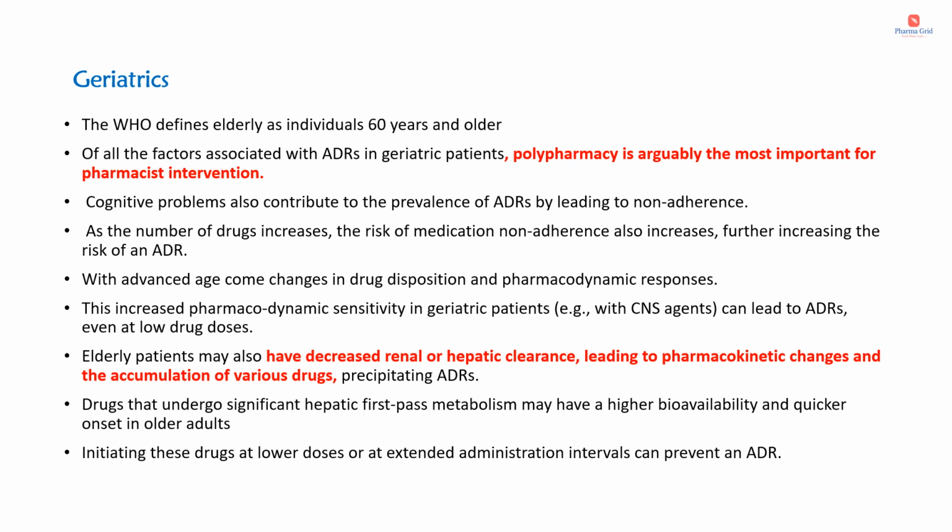With advanced age come changes in drug disposition and pharmacodynamic responses. This increased pharmacodynamic sensitivity in geriatric patients, for example with CNS agents, can lead to ADRs even at low drug doses. Elderly patients may also have decreased renal or hepatic clearance, leading to pharmacokinetic changes and the accumulation of various drugs precipitating ADRs. Drugs that undergo significant hepatic first-pass metabolism may have a higher bioavailability and a quicker onset in older adults. Initiating these drugs at lower doses or at extended administration intervals can prevent an adverse drug reaction.